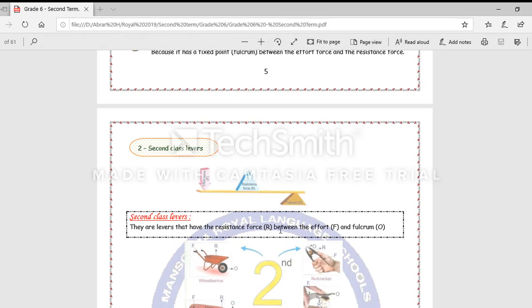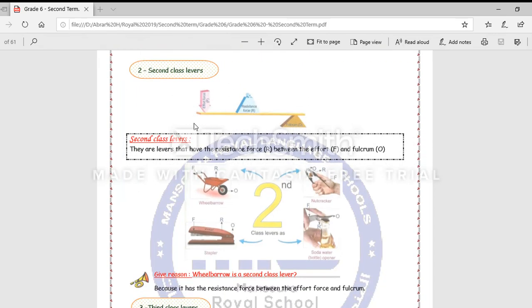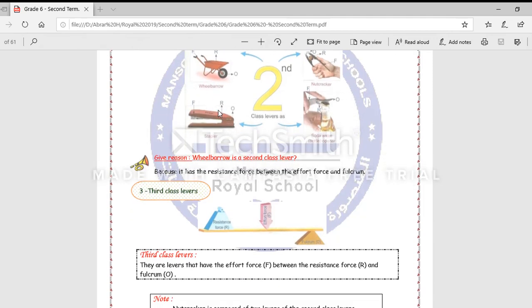What about the second class levers? In the second class levers, I have the resistance between fulcrum and effort. So what are the second class levers? They are levers that have resistance force between the effort force and fulcrum. Like what? Like the wheelbarrow, nutcracker, soda water opener or the bottle opener, stapler. All of these levers are second class levers.